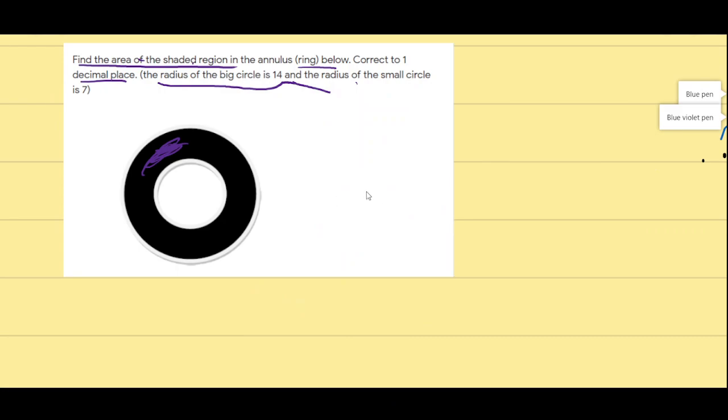So I've cleaned out the board now and we'll continue from where we stopped. The area of the big circle, let's call it pi R squared, the big R. And the area of the small circle, let's call it pi small r squared. Now the area of this annulus will be pi R squared minus pi r squared.